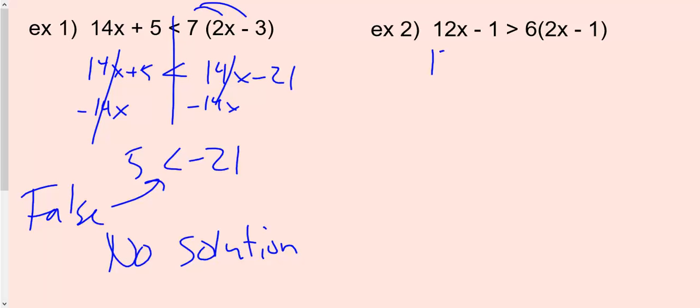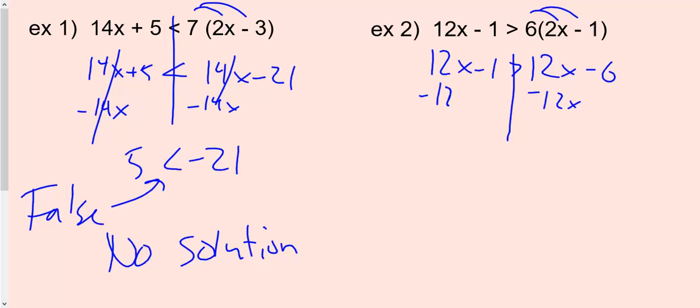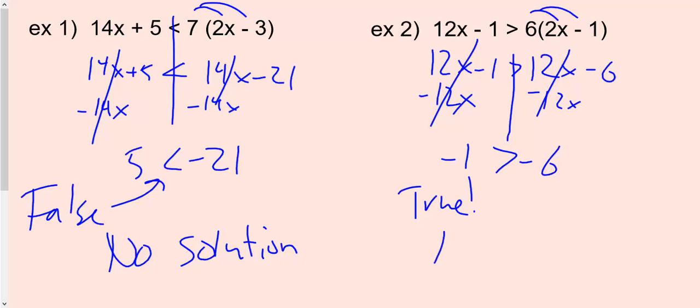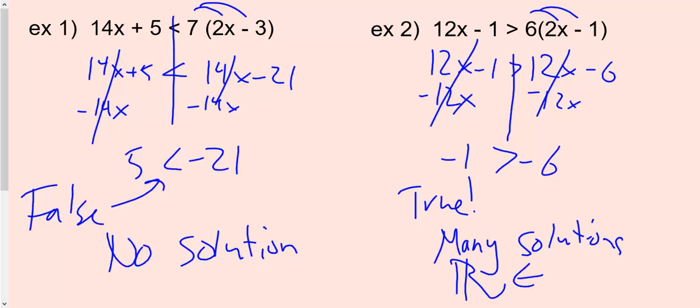Alright, and then over here, again, we're going to do our distributive property. Distribute there, -6. Alright, and then subtract the 12x on both sides. Same thing is going to happen here. Those are gone and those are gone. -1 is greater than -6. This is a true statement. So this means you have many solutions. Or you could say all real numbers. Any number for x. This means all real numbers.